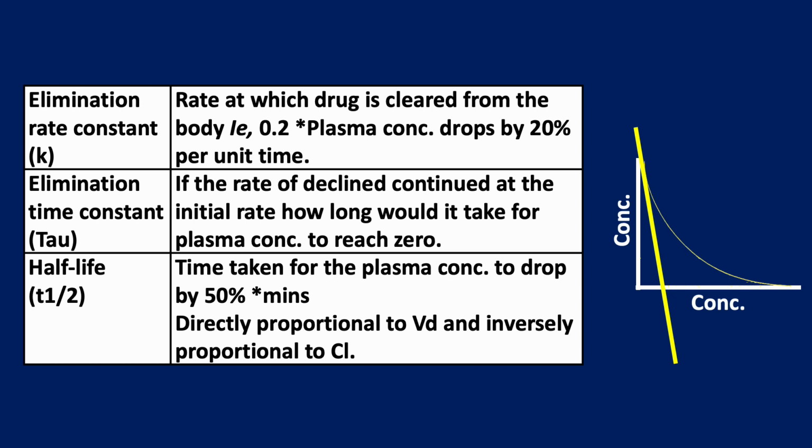Next is the elimination time constant, which is a reciprocal of the rate constant, 1 over k. This is the time it takes for the process to complete if the initial rate continued. So in this example, look at the graph. We draw a tangent, which is the yellow line, and this is in the steepest point of the curve down to the x-axis. This usually results in approximately 37% of the original concentration. The half-life is the time it takes for the plasma concentration to drop by 50%. It is directly proportional to the volume of distribution and inversely proportional to the clearance.